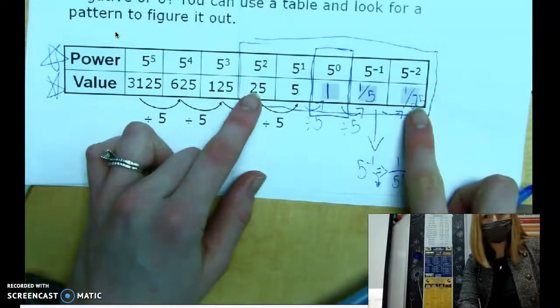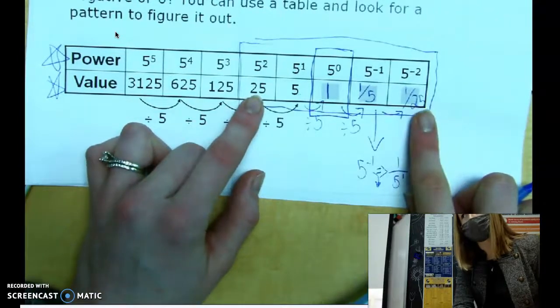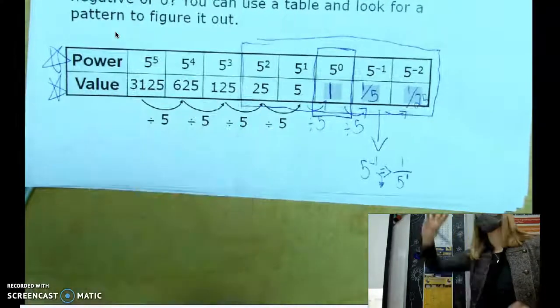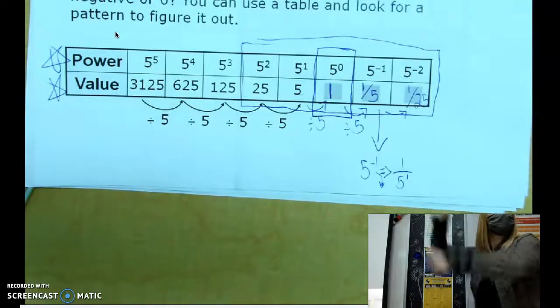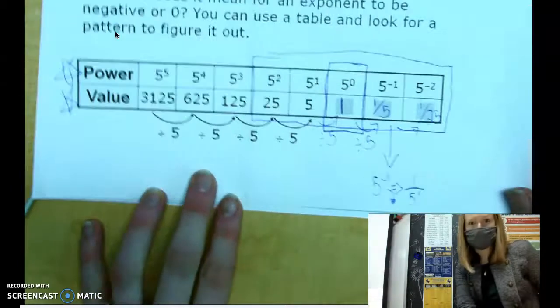Do you notice how these two things are very similar? 5 to the 2nd power, 5 to the negative 2nd power. It's what we call a reciprocal. They're the same thing, just flipped, right? So that negative exponent really just means that we're flipping that answer.